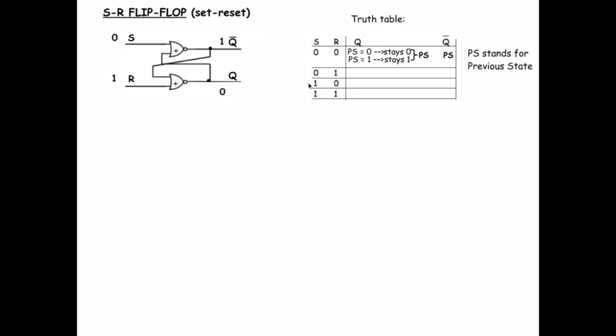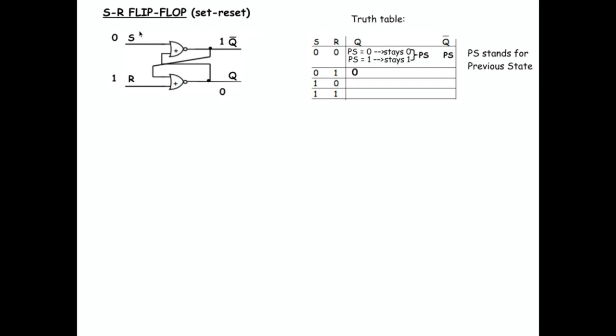So now we're going to look at two possibilities where we send either a set signal or a reset signal. So the first one is we're setting the reset signal. So S is 0, R is 1.